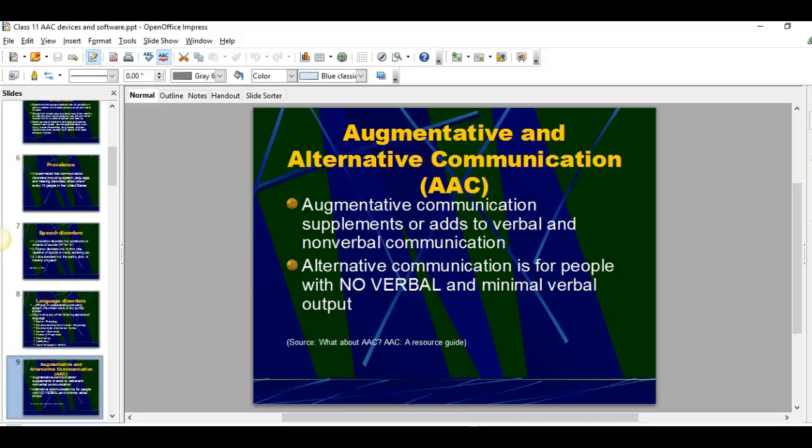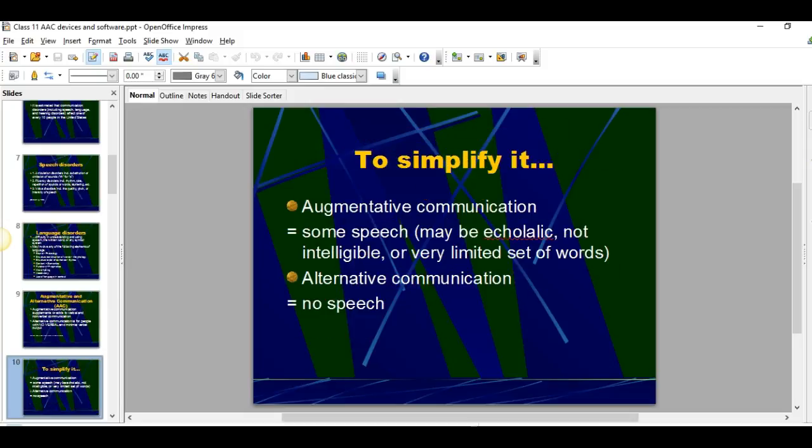Augmentative and alternative communication is here to help with these issues. Augmentative communication supplements or adds to verbal and nonverbal communication. On the other hand, alternative communication is for people with no verbal and minimal verbal output. So that's to provide an alternative when there is no existing language and speech. To simplify it, augmentative communication means that there is some speech. It might be echolalic, it might not be intelligible, it may be very limited. But alternative communication means that there is no speech.